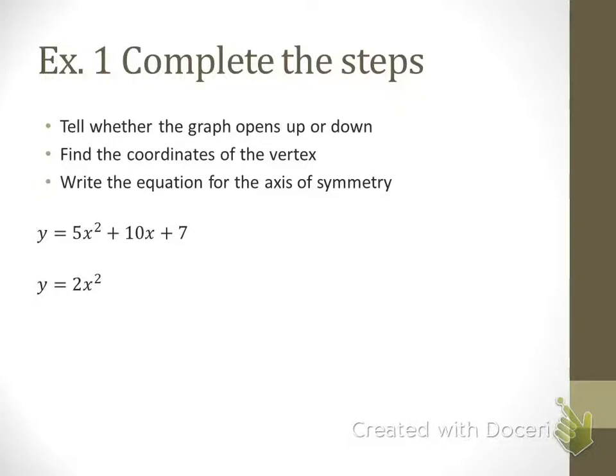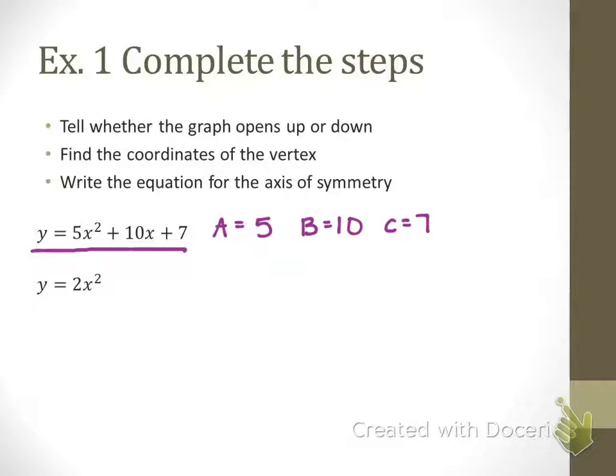First of all, let's do this first equation right here. We have y equals 5x squared plus 10x plus 7. Before we do anything, let's label A, B, and C, because once I know those, it's going to be much easier for me to figure everything out. In this equation, Kyle, what is A? 5. A is 5. Derek, what is B? 10. And Taylor, what is C? 7. Very good. Okay, now I know what A, B, and C are.